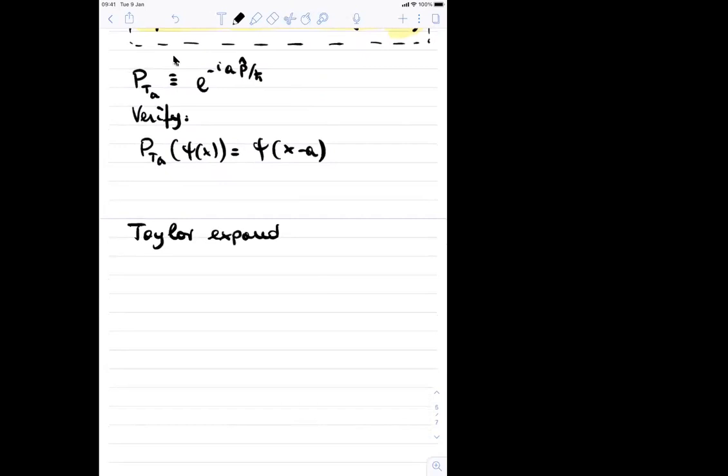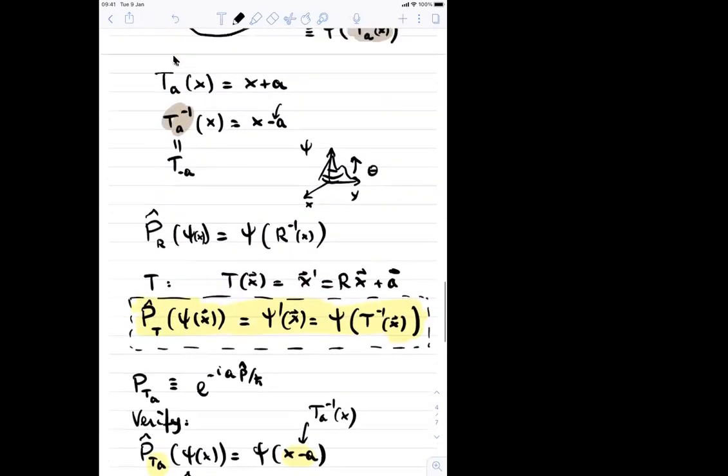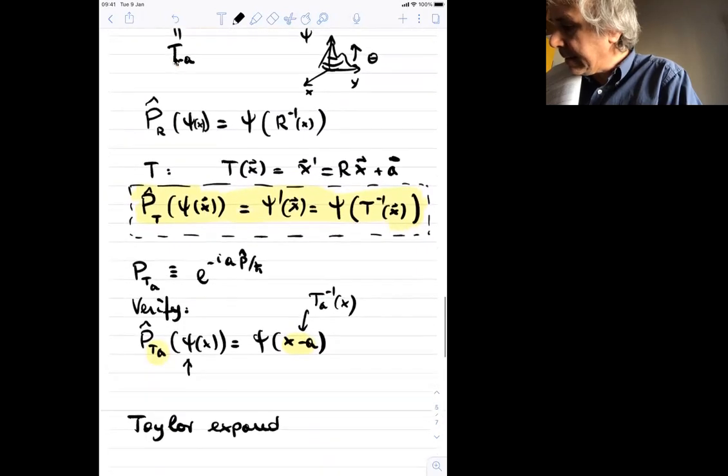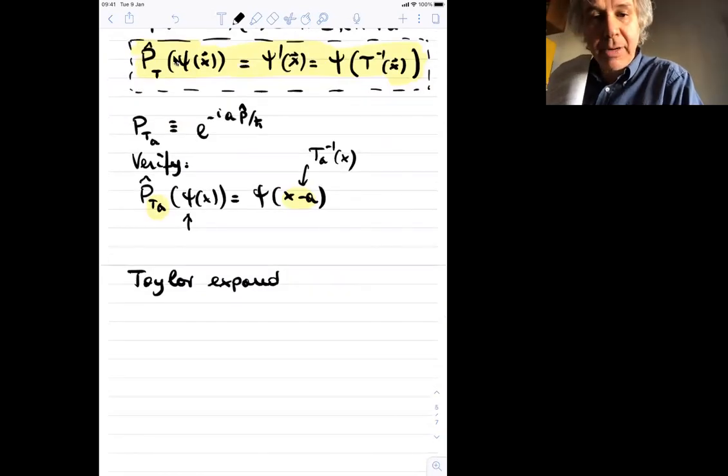The P_TA here is the transformation, or is it the operator? It is the P_T operator acting on the function. This is the function, okay? TA is the transformation in space that in this case does a very simple thing, the translation. So this object here is TA to the minus 1 of x. It's the example I gave a while ago, which I have then generalized in the yellow page here. But now I'm returning to the simple example.